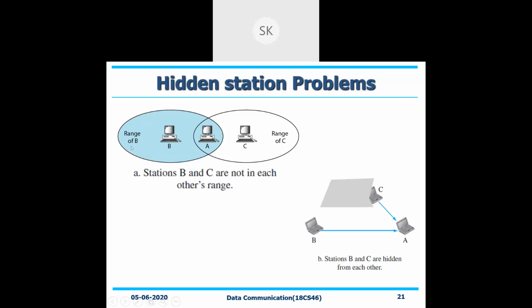B is in a separate range, C is in a separate range, but A is in the common range. With respect to this, if both parties want to communicate with A, and suppose A is already involved in communicating with B, then what should C be doing?